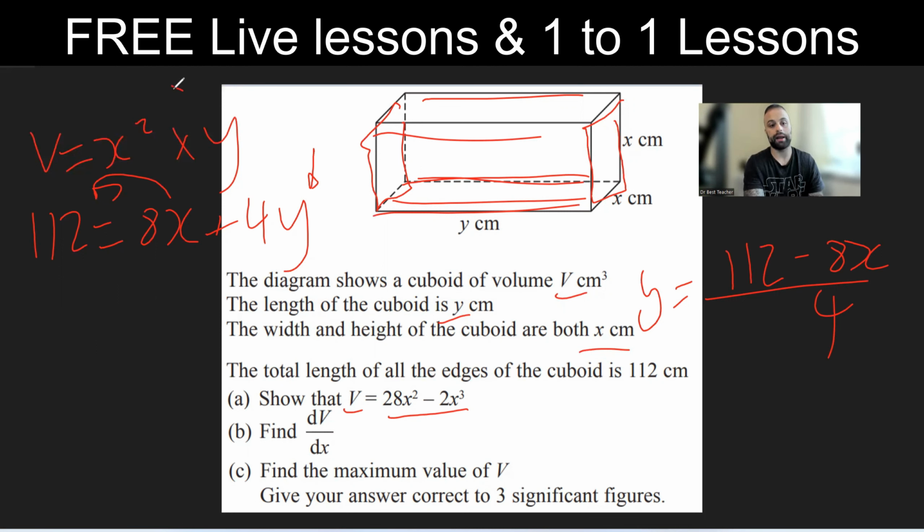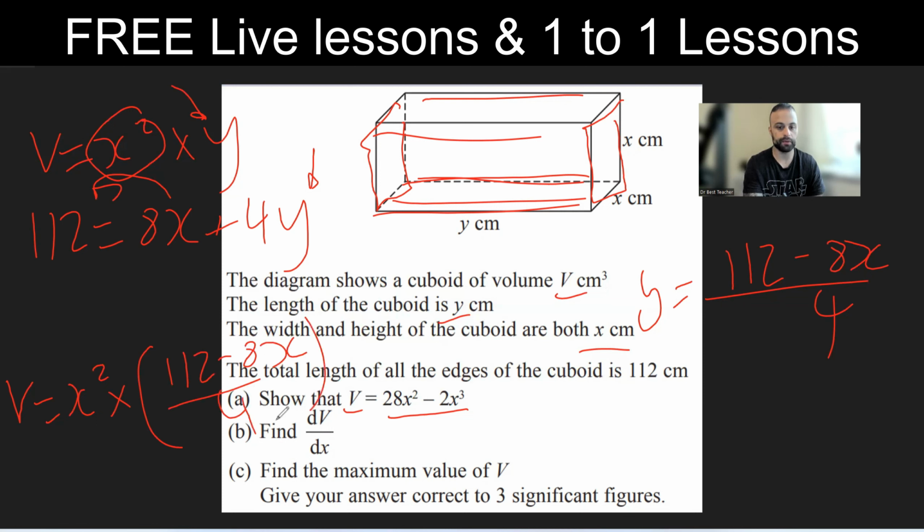Now I've got what Y is, and then this is X squared. So my volume is equal to X squared times by all of this: 112 minus 8x divided by 4. Now, if you do 112 divided by 4, you should get 28. 28 times by x squared is 28x squared. Minus 8x divided by 4 is minus 2x. Minus 2x times by that, minus 2x cubed.